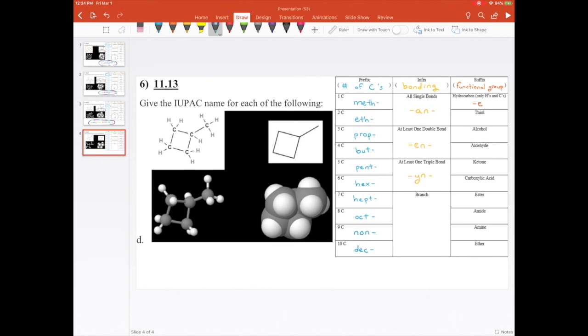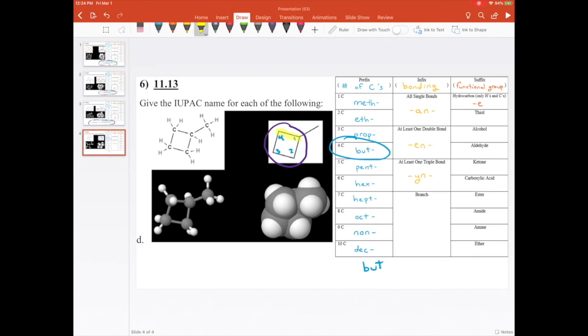Last but not least, here we have a ring and a chain. Whenever you have a ring and a straight chain, you want to separate them in your mind and ask yourself, how many carbons are there in the ring? 1, 2, 3, 4. Then, separately, how many carbons are in the straight chain? 1. Whichever one has more carbons is the backbone. So here, the ring is the backbone. Let's name that backbone as if it were all by itself and didn't have any branches. It has 4 carbons. The prefix for 4 is but.